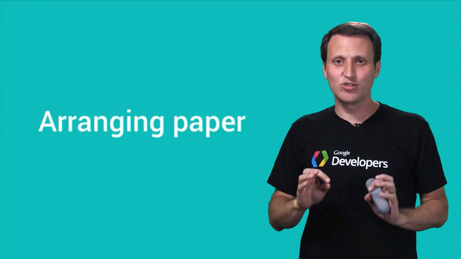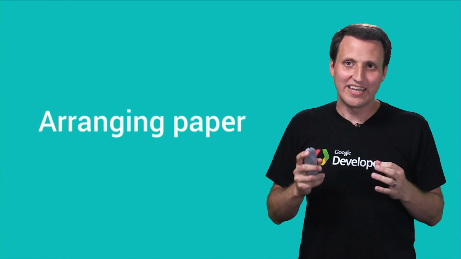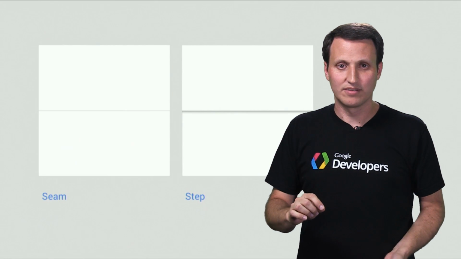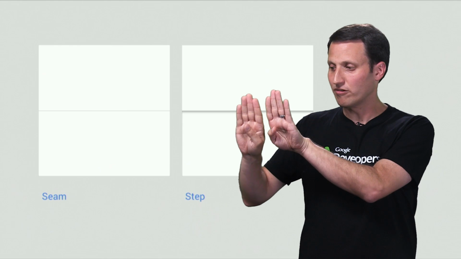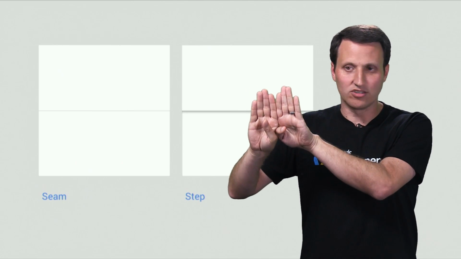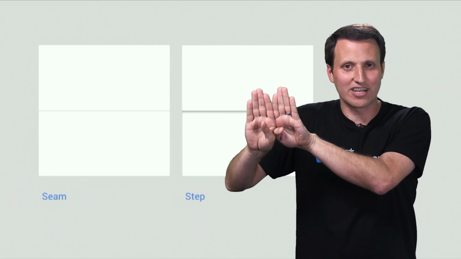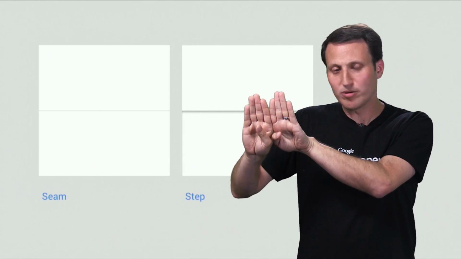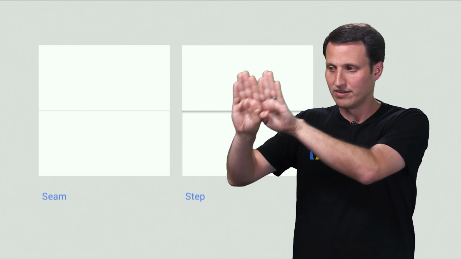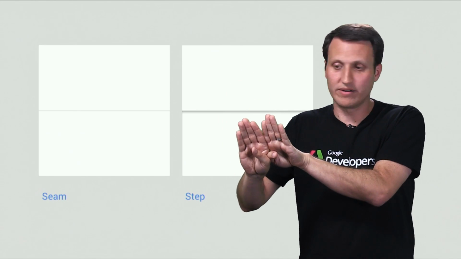So how do multiple pieces of paper interact with each other? There's two key types of arrangements. The first are seams, which are created when two pieces of paper share the full width of an edge. It's like they're stitched together at a common side. Now, when paper meets at a seam and joins in that way, it moves together. They're actually connected, so they'll move as one.